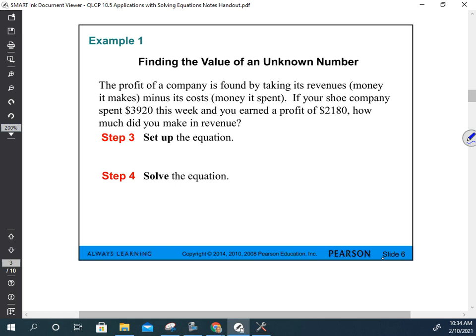Step 3 is the critical step. That's setting up the equation. You can't solve the equation if you don't have one set up.